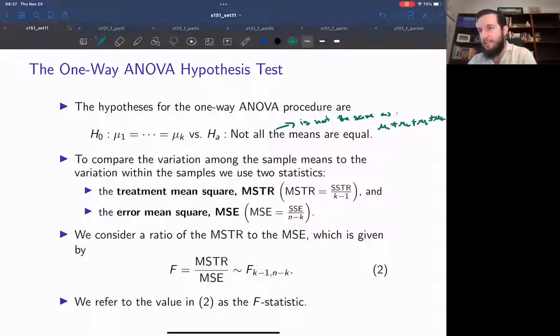Okay. Now, in order to test this hypothesis, we use an F statistic. The F statistic is the ratio of the MSTR to the MSE, where the MSTR is the SSTR, so the sum of squared treatment, divided by k minus 1, where k is the number of means. And the MSE is the sum of squares error divided by n minus k, where n is the sample size and k is the number of means or the number of populations. Okay, so the F statistic is a ratio of two variations, which is why we call it an analysis of variance. And you can see here that the F statistic has degree of freedom 1, which is k minus 1, and degree of freedom 2, which is n minus k.